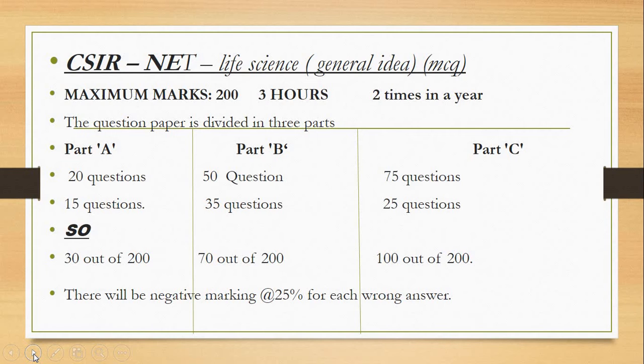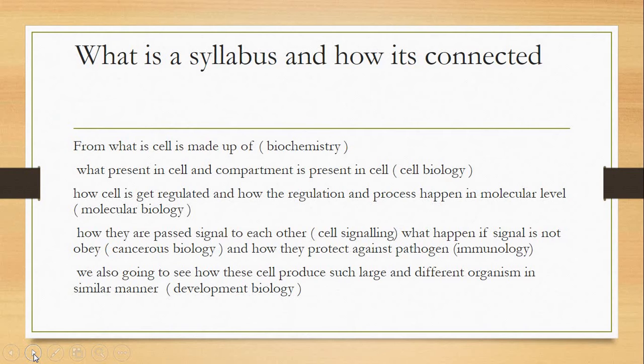From that you can easily see that part A and part B contain equal weightage as compared to part C, and part C is much more important to clear the CSIR NET exam. With that, there is also negative marking, that 0.25 marks get deducted for every wrong answer. Now, what is the syllabus and how is it connected?